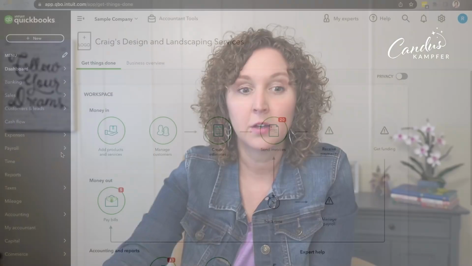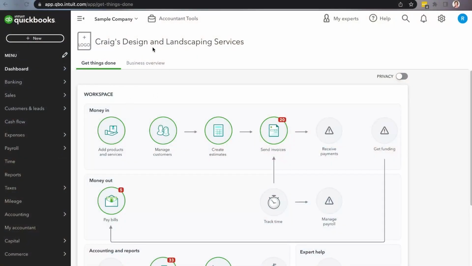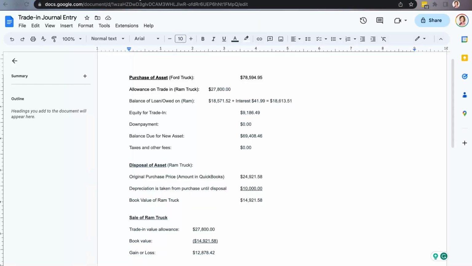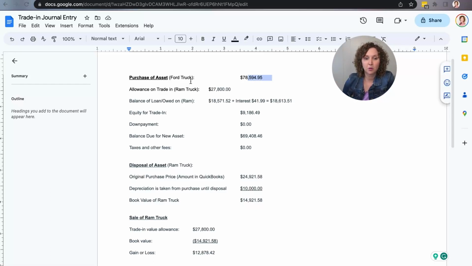All right, so first things first, we are going to be teaching QuickBooks Online. The thing you want to do is start with this right here. It is kind of a guide or an outline of exactly what you're entering into QuickBooks. The reason I recommend this is because it's going to give you information you're going to need, and I want to explain what you need to gather together so you have it. In this example, we're buying a Ford and we're trading in a Ram.